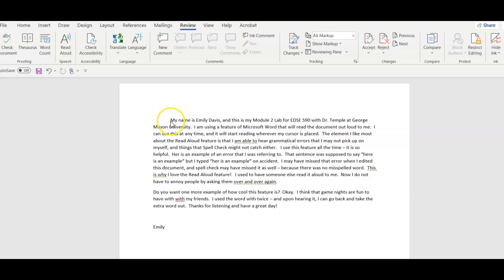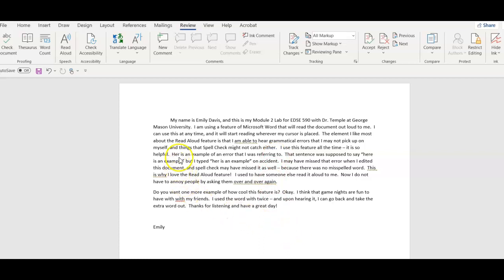So I really like this feature, and I use it all the time. It's neat because when you have something read to you, you can catch things that you normally wouldn't catch when you are just skimming over it and reading it to yourself. Like, for example, I gave an example here where I said, I use this feature all the time. It is so helpful. Her is an example of an error that I was referring to.